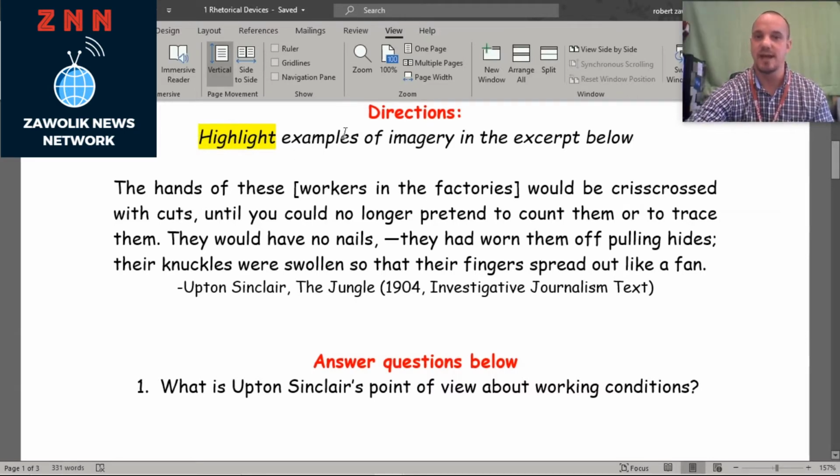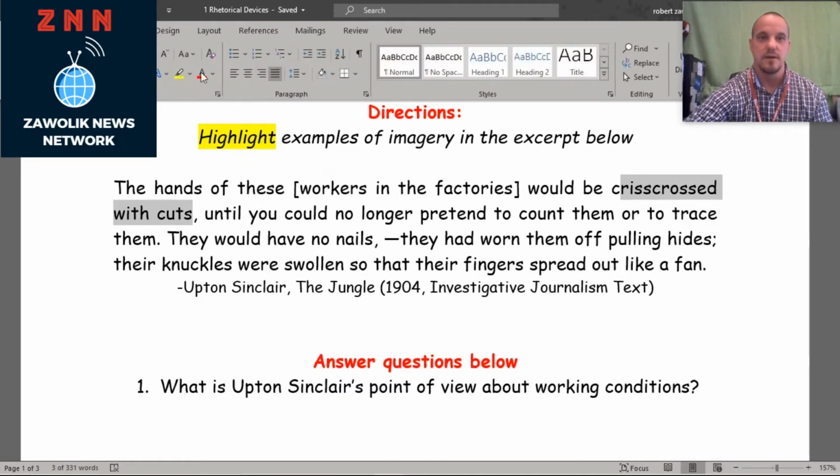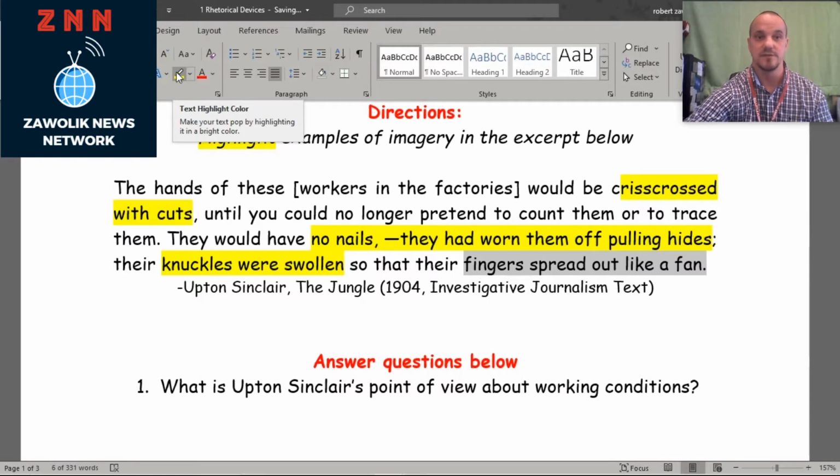Right now we're going to highlight the examples of imagery from what we read. So where do they paint a picture? How about crisscrossed with cuts? That sounds pretty gross. No nails. Worn off. Pulling hides. That's pretty gross. Swollen knuckles. And their fingers spread out like a fan, meaning their hands are pretty damaged.